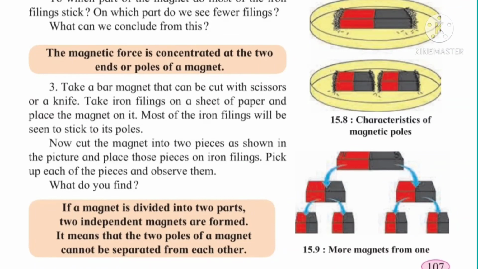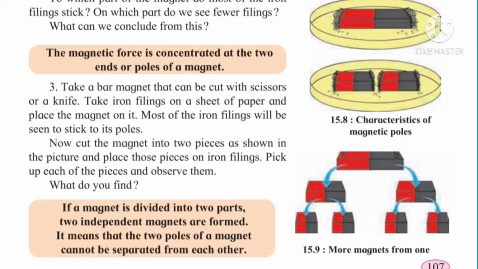If we take one magnet and divide it into two parts, then we get two separate magnets. Though we cut the magnet, each separate magnet again has two poles, that is north pole and south pole. Again if we cut it in half, again we get two separate magnets which again have two poles. From that we conclude that the two poles of a magnet cannot be separated from each other.